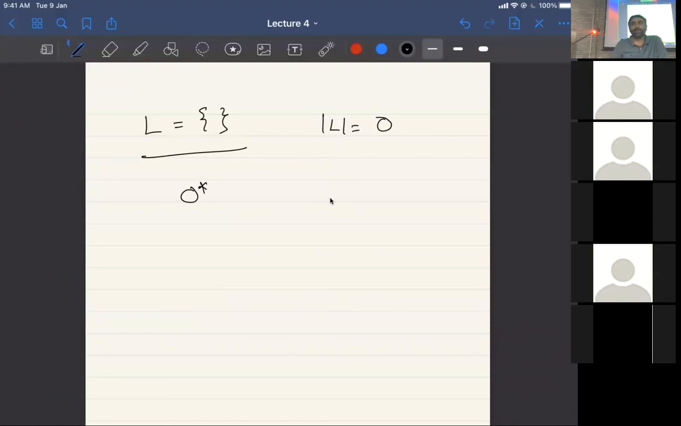And if it is a regular language, then we know that there must exist an NFA for that. And that NFA contains just one state, no transitions, no final state, no accepting state, and that's it. So this is an NFA. Does that answer your question?